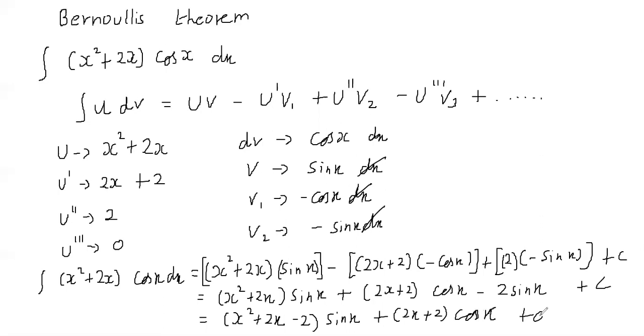x square plus 2x minus 2 sin x plus 2x plus 2 cos x plus c. Okay, so Bernoulli's theorem will always be used in the future, so make sure you learn it properly. This is nothing but simple integration of u dv, that is uv minus u dash v1 plus u double dash v2 minus u triple dash v3 plus dot dot dot. So when we have two x terms and it is difficult to integrate, we can go for Bernoulli's theorem. The mistake we make is, for writing uv, we multiply these two, so don't make this mistake; write it separately, and join u and v, u dash and v1, u double dash and v2, and if u triple dash is 0, don't go for v3.